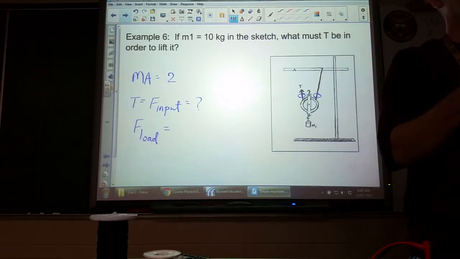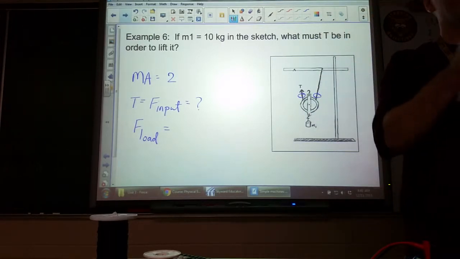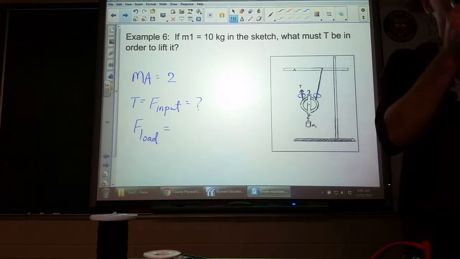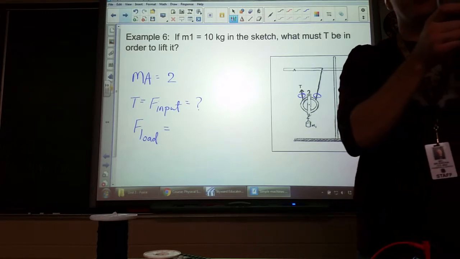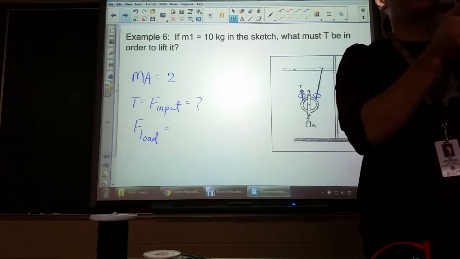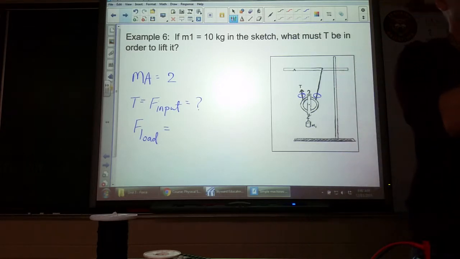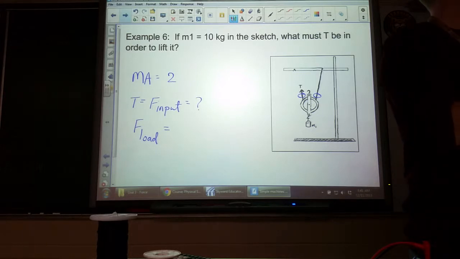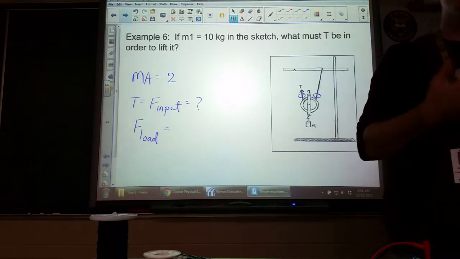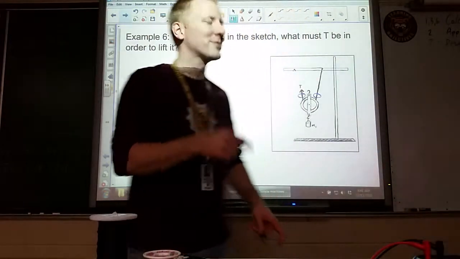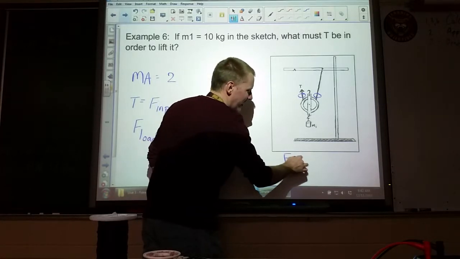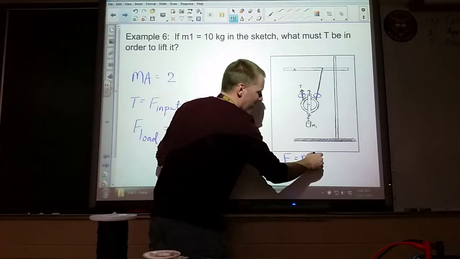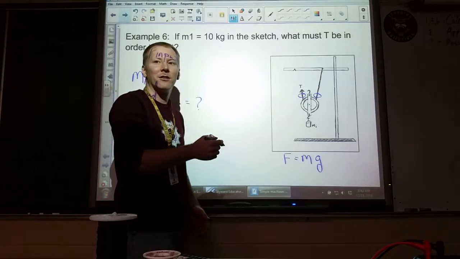5 kilograms? No. Would it be 10 newtons because the next one is 10? No, let's look at this. 10 kilograms. Louder doesn't mean correct. This is 1 kilogram. I have to multiply that. This is a force, right? To find force, you have to multiply mass times the acceleration. So the force of gravity here is this mass times g, 9.8 meters per second squared.